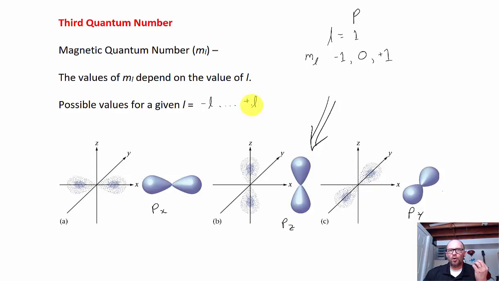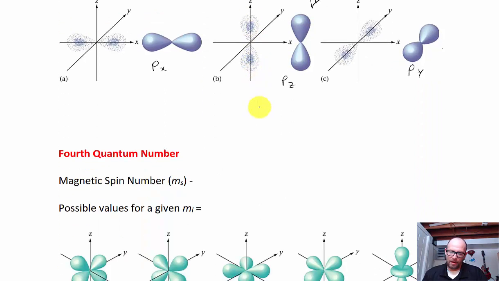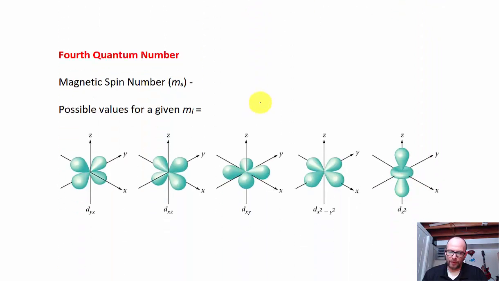We've got one more quantum number, or one more way to identify a specific electron. That's the fourth quantum number, and the fourth quantum number is the magnetic spin. There's only two possible values, positive 1/2 and negative 1/2.